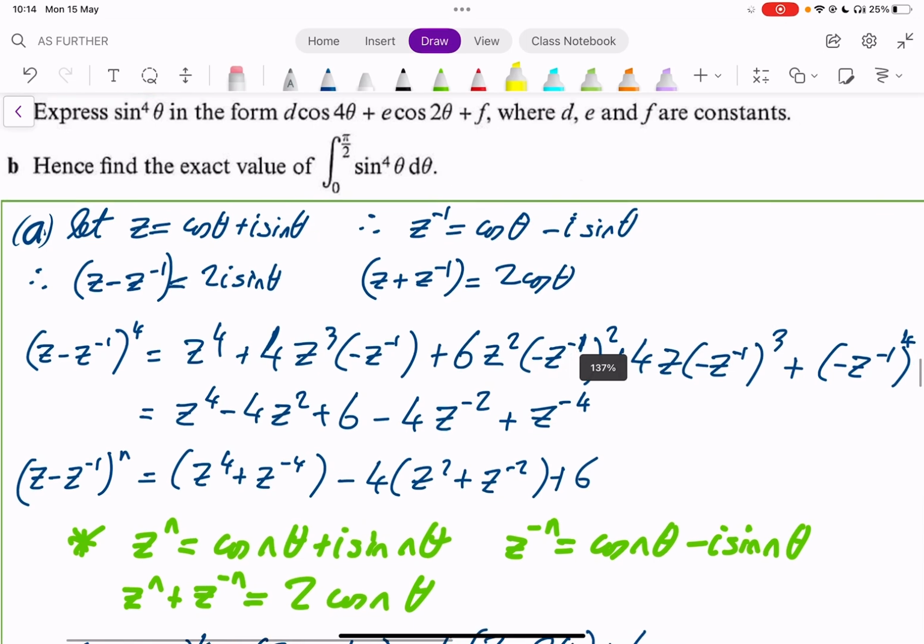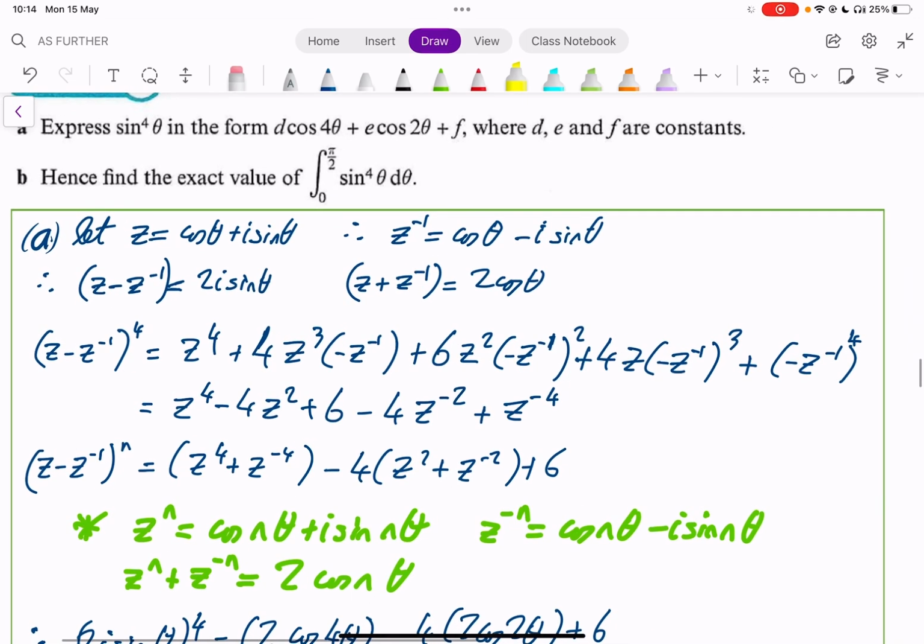I've already done this out because I've made that many mistakes doing this video, so I'll talk through it. The first step is very similar to your last video: you let z equal cos theta plus I sin theta. That's your basic definition of complex numbers. By De Moivre's, z to the minus 1 is cos theta minus I sin theta. If you subtract those two, you get z minus z to the minus 1 is equal to 2I sin theta. Put that in brackets, it makes it a wee bit easier going forward.